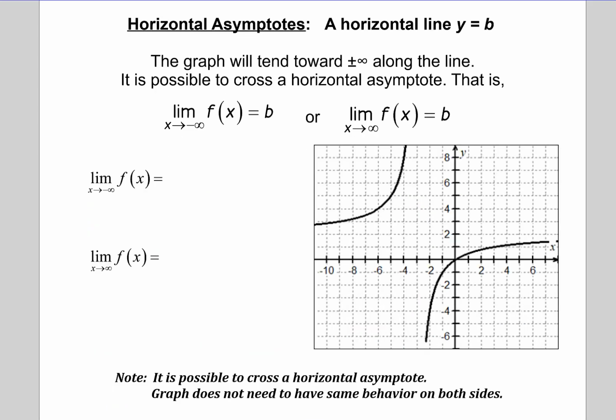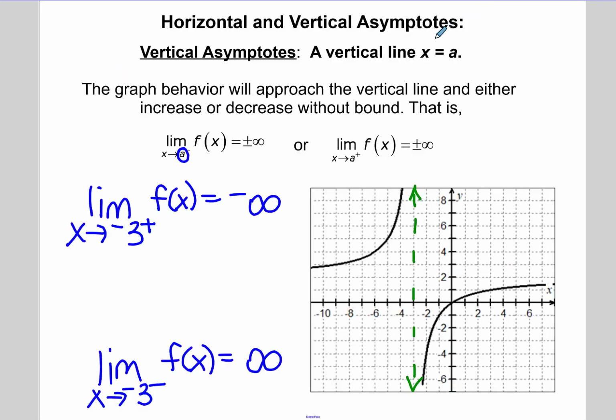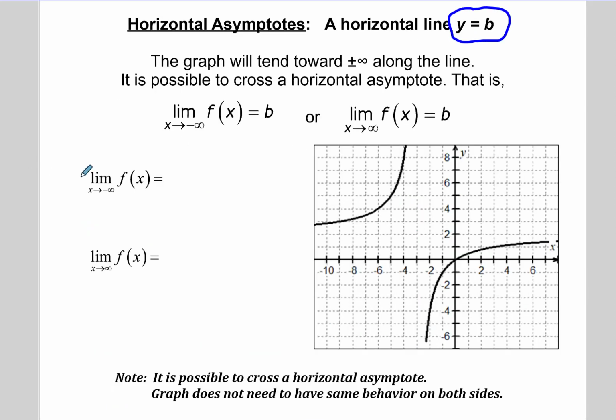And horizontal asymptotes, same thing, only different. A horizontal asymptote is going to be y equals an equation, where a vertical asymptote is an x equals type of equation. So x equals -3, or what's this one look like? y equals 2. And this one is related to the end behavior.